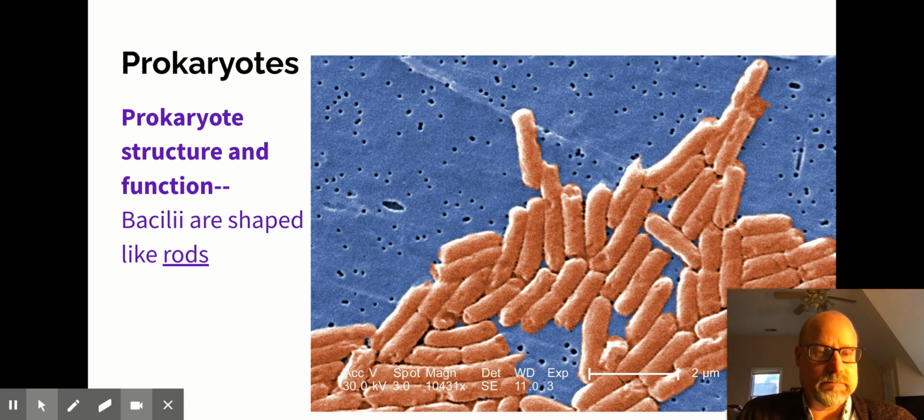Most bacteria come in three basic shapes. You've got bacilli. Bacilli are shaped like rods. They look like little rods. You see them under the microscope. This is what you see. And primarily, bacteria, eubacteria, are divided by what they look like.